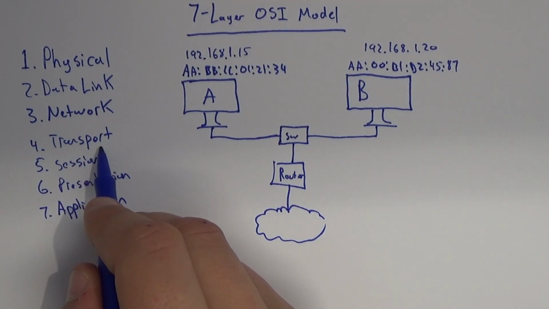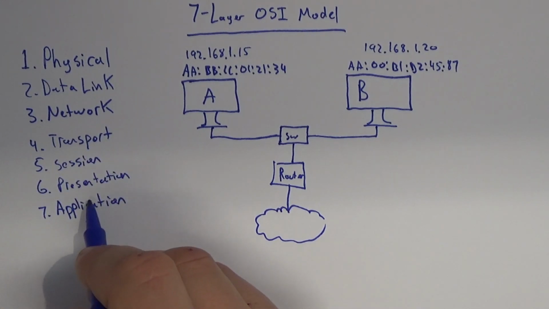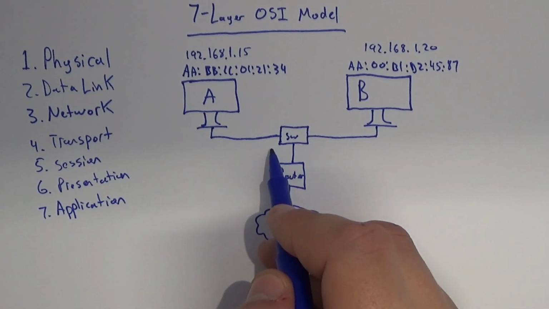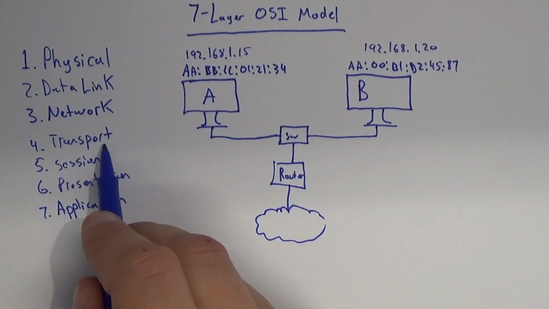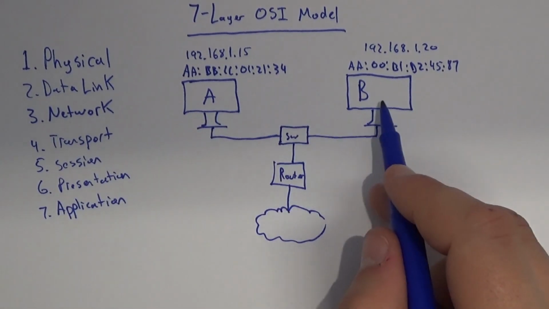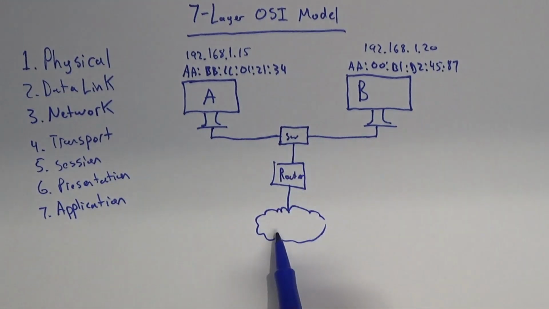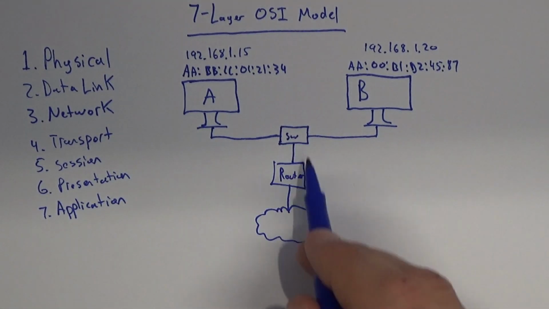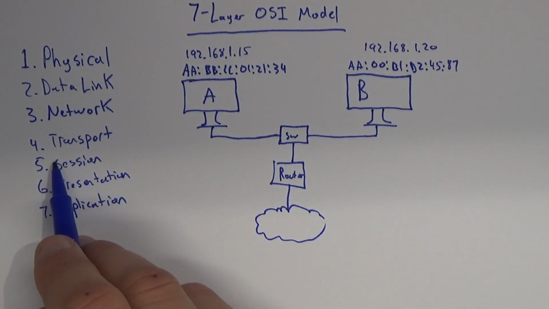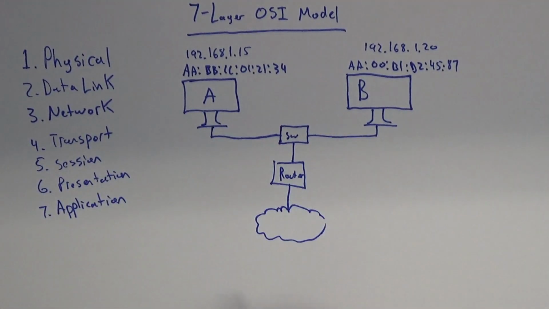Now at this point, this is all happening. Transport through application is happening on a single computer before we actually get out to the network. Okay. So the transport layer is dividing up the information. The session layer is keeping track of a variety of conversations. Maybe computer A is not only talking to computer B, but it's also talking to websites out on the internet. How do we keep track of which conversation is which? Well, that's where the session layer comes in, keeping track of the conversations between devices and computers.